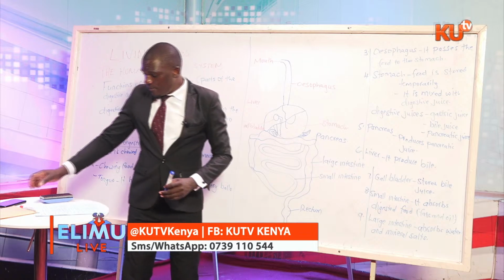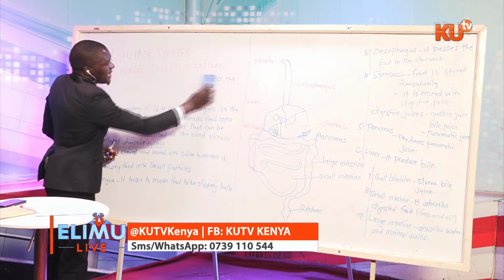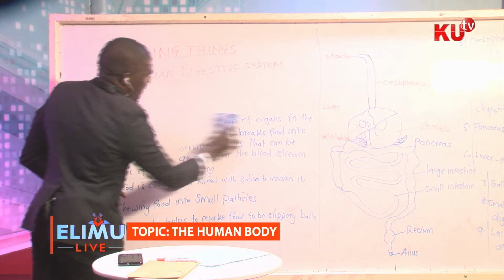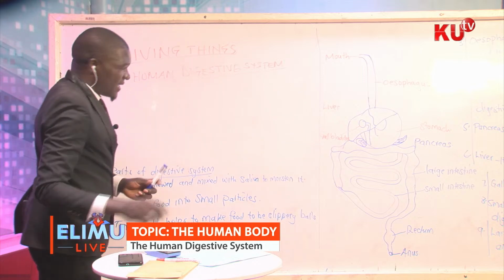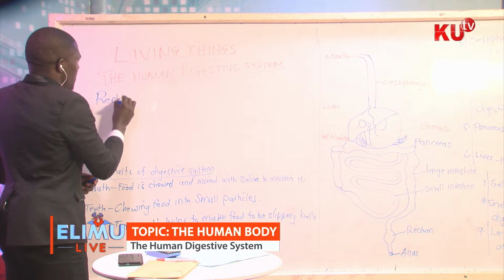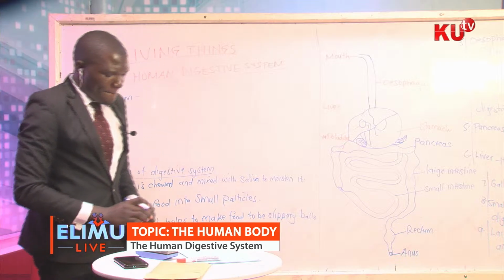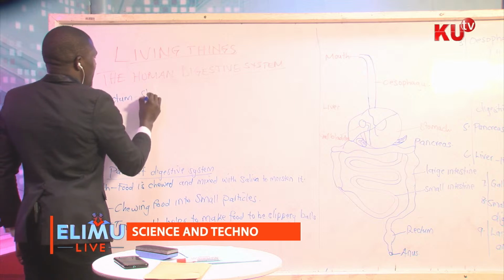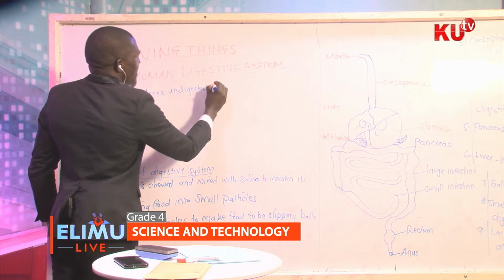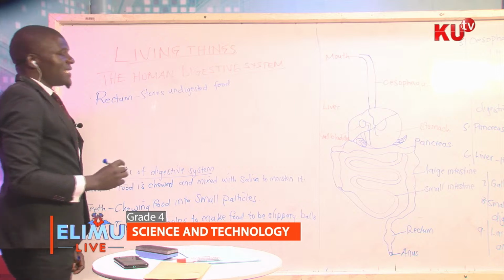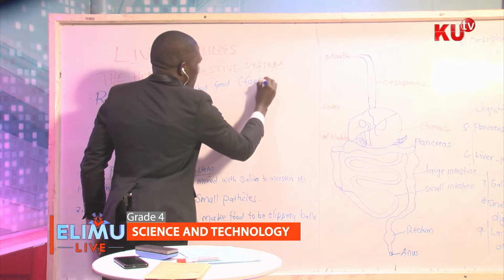We have the rectum. Hope you've written. And the work of the rectum, this is where it stores undigested food. The rectum stores undigested food, and this undigested food is what we call feces.